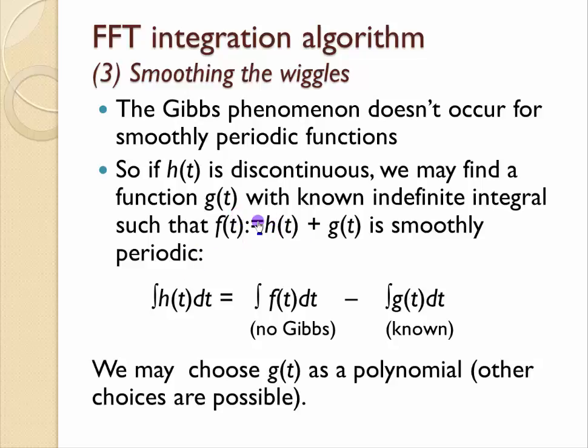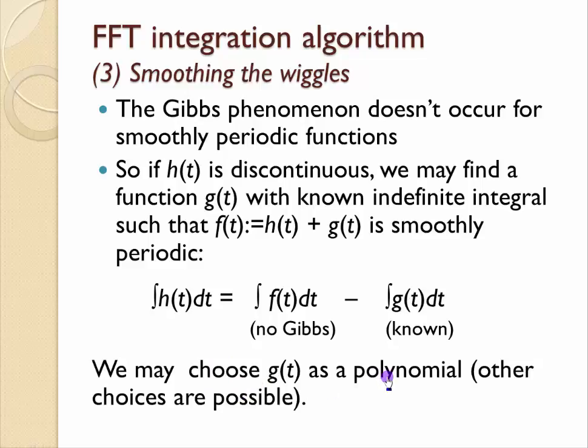h of t is the function that you want to integrate. g of t is a known function that you add to h of t to get a smoothly periodic function. So I can get the integral of h of t as the integral of f of t minus the integral of g of t. This integral has no Gibbs phenomenon. I can do this using FFT with little error. And if I choose a g of t with known integral, I can compute this by other methods without doing FFT. So this gives me an accurate indefinite integral for h.